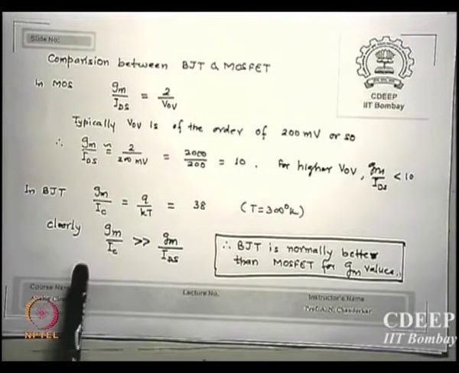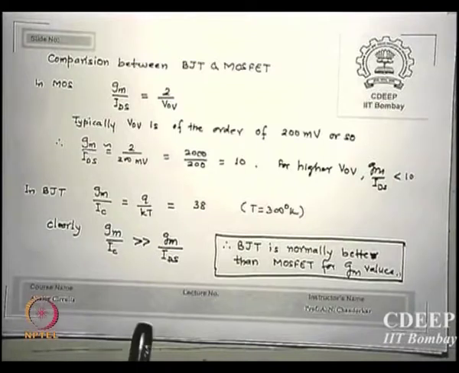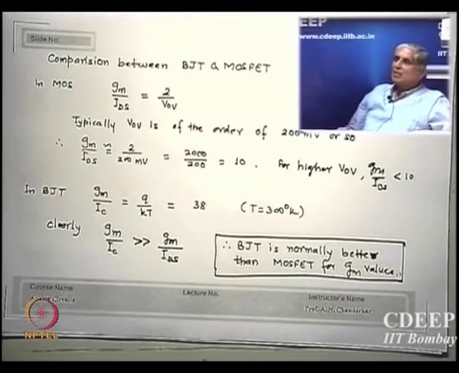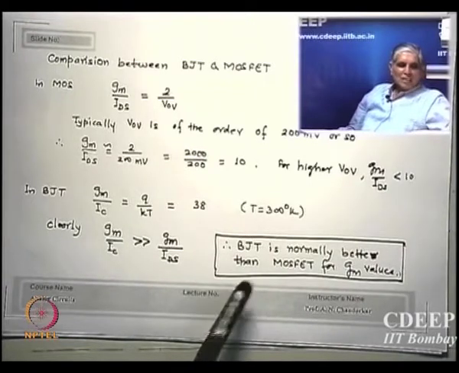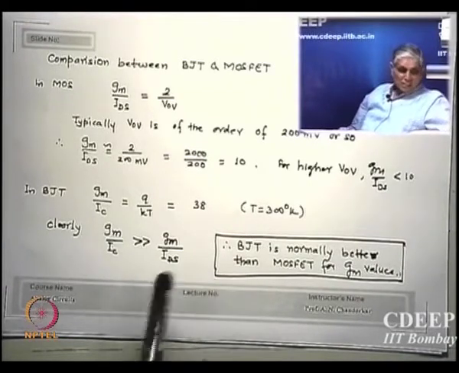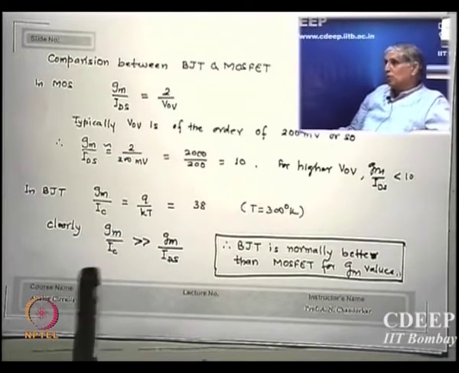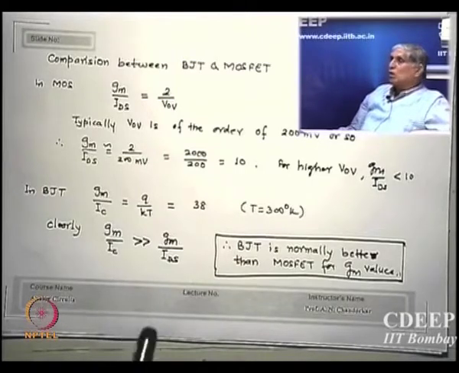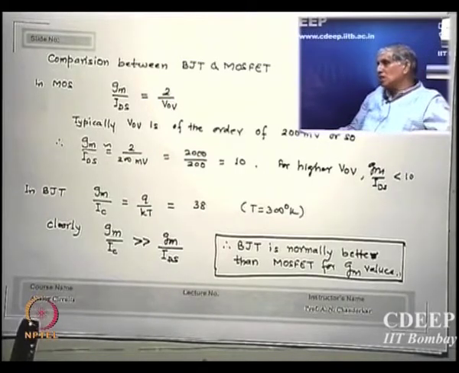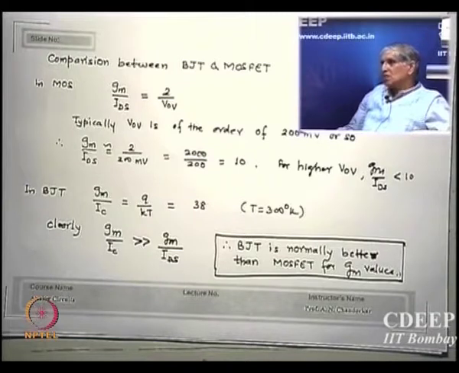So do you feel that GM by IC will always be at least 3-4 times, or 8 times, larger than GM by IDS? What does that have influence on at the end of the day? Therefore, as far as this part is concerned, providing the GM by I ratio, bipolars are always superior to MOS transistors. Is that clear? Bipolars are always superior to MOS transistors. So is that point clear?